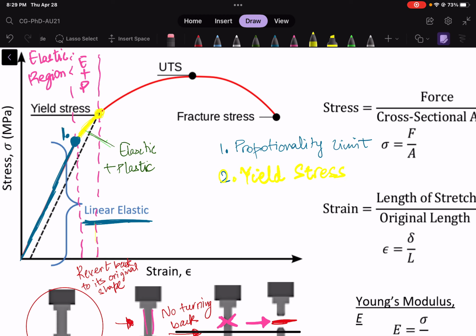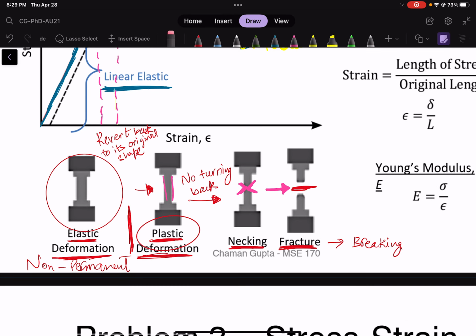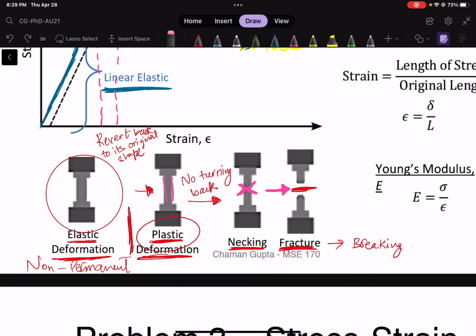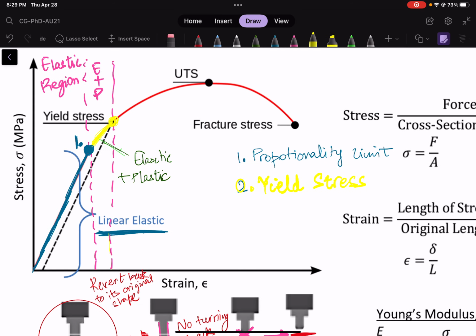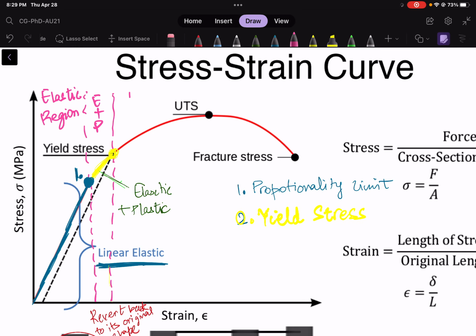Your point 2. Saying that at this point, or after point 2, your material has yielded and it is a complete plastic deformation. So after point 2, it is all plastic. So I'll write here only plastic deformation. The way to remember that is that your material has yielded. So after the yield stress point, you will only have plastic deformation.